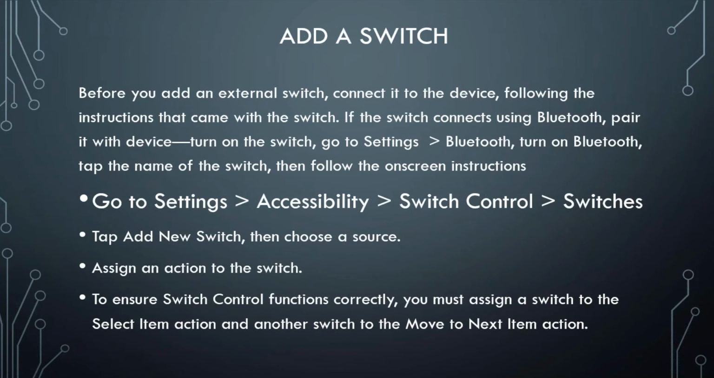And in order to ensure switch control functions correctly, you must assign a switch to the select item action and another switch to the move to the next item action. So you generally have to have two switches, depending on how you have it set up. If it's set for scanning, then you can sometimes get away with just having the one switch, because it will scan and then you select it and then it scans top down usually first and then left right after that.